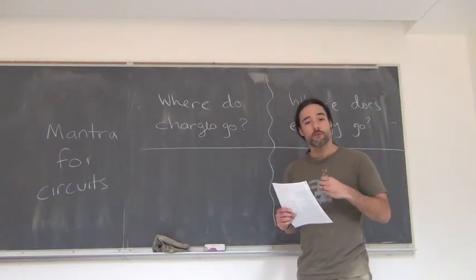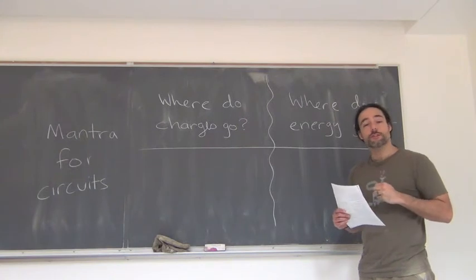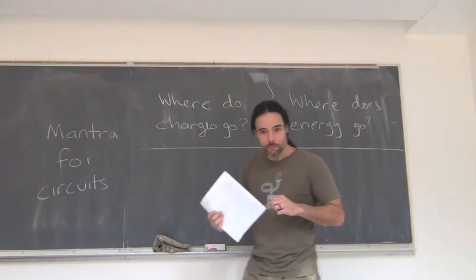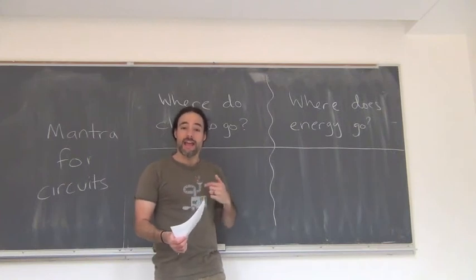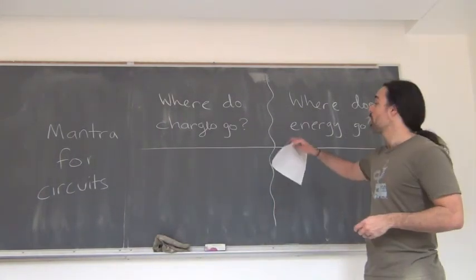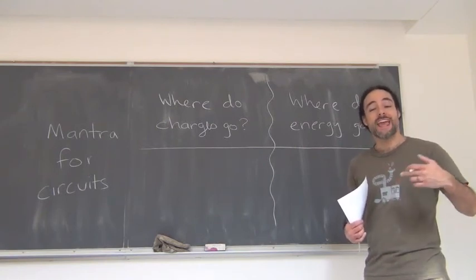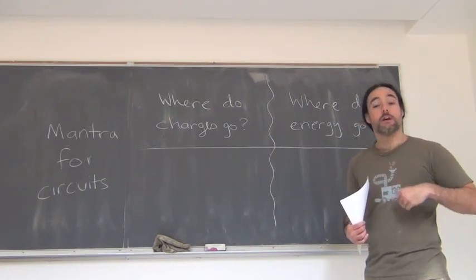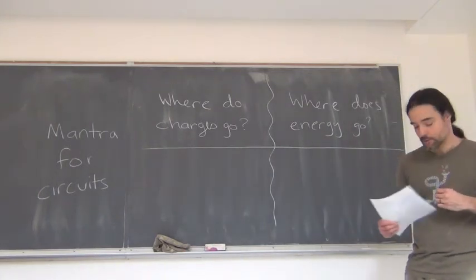I'd like to revisit our mantra for circuits. So we said that when we're solving circuit problems, there's going to be two questions that we're going to be interested in. One, where do the charges go? And two, where does the energy go? If we can answer these questions, then we should be able to answer just about any question thrown at us from circuits. So we want to be able to do this for fairly complicated circuits, circuits that have both resistors and capacitors in them. So we better know what happens to the charges in resistors and capacitors, and what happens to the energy in resistors and capacitors. Let's start with what the charges do first.